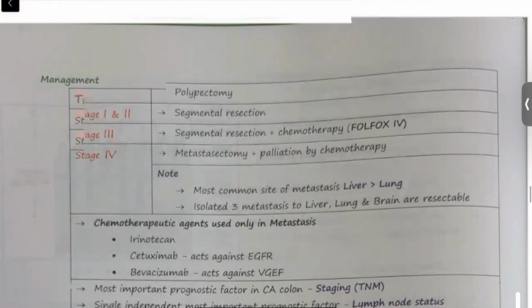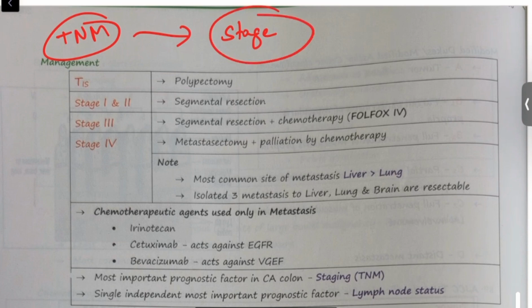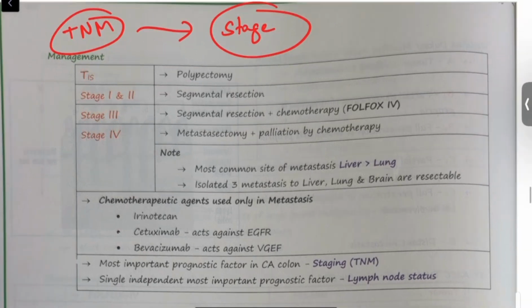So based on this we will stage. That was TNM staging. That TNM staging is not what is important for us. Combining all three of T, N and M, finally one final stage comes. That staging is important, which we are discussing now. Okay, if there is tumor in situ, we will just remove that polyp or whatever the growth is. That is all, the treatment is just polypectomy.